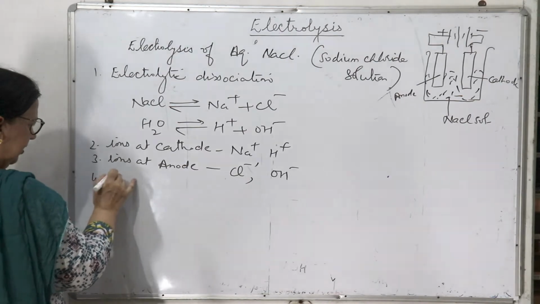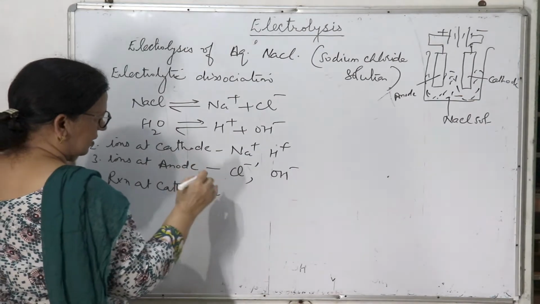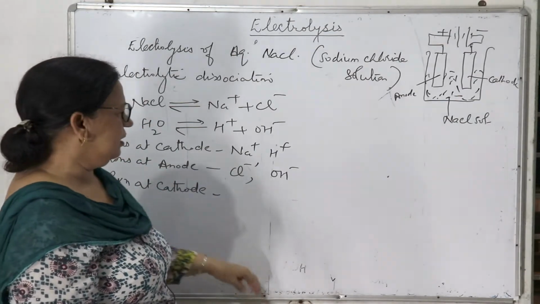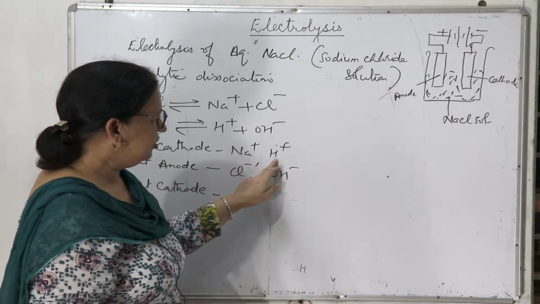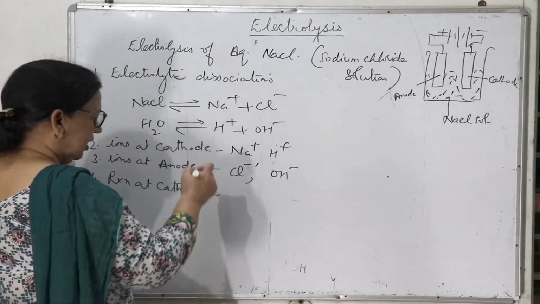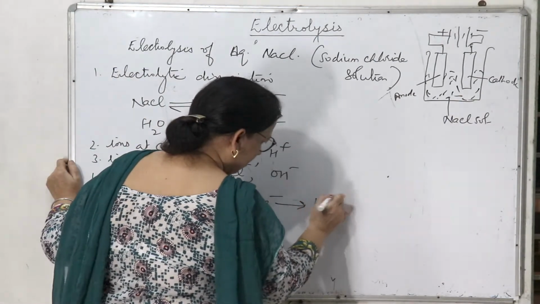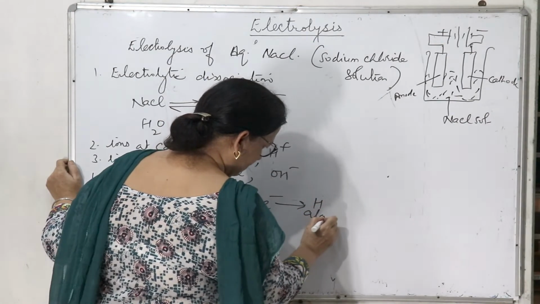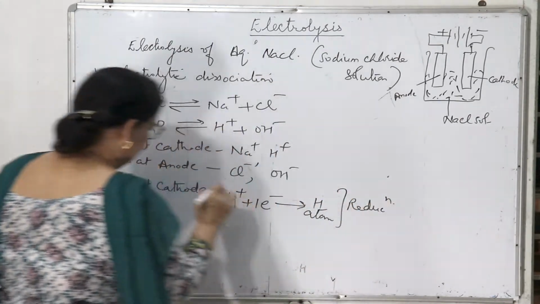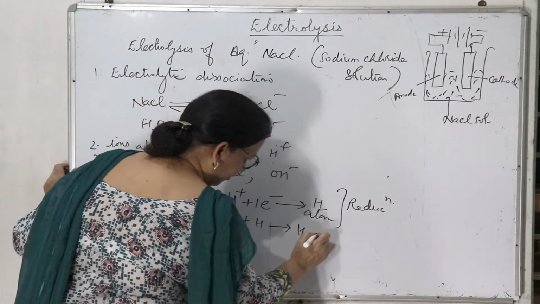And reaction at the cathode: as Na+ and H+ both ions are there, we have seen the electrochemical series. In the electrochemical series, H is at the bottom, and sodium is above it. So the H+ ion at the bottom will take an electron from the cathode and become an H atom. This process is called reduction. So reduction takes place at the cathode, and one H atom combines with another H atom to form H2 gas.